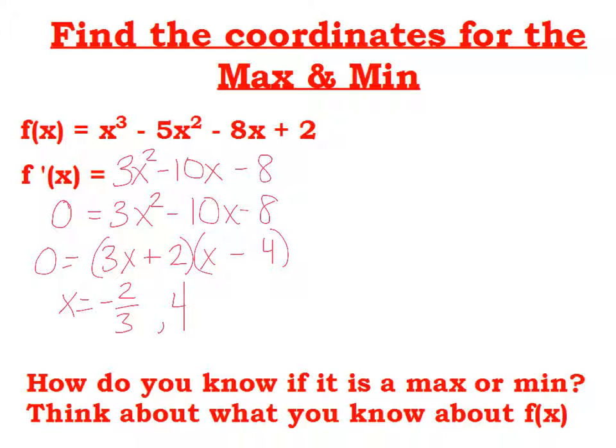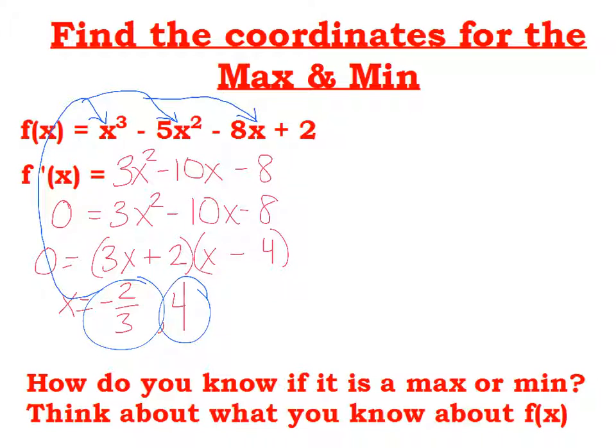To find the actual coordinates, I would have to plug those back into the original function. I would take the negative 2/3, go plug it back into all the x's up here, and find the matching y value. And then I would do the same thing with my 4. Go plug it in for all of the x's, get the matching y. So I'm going to have 2 different ordered pairs when I do that.